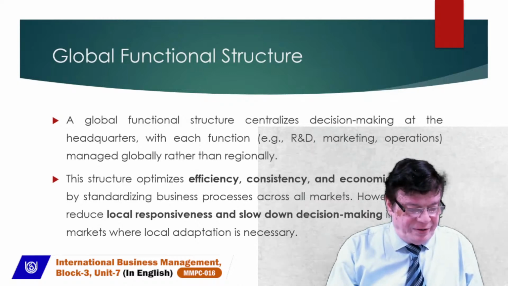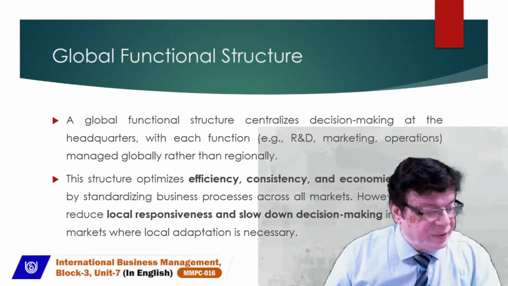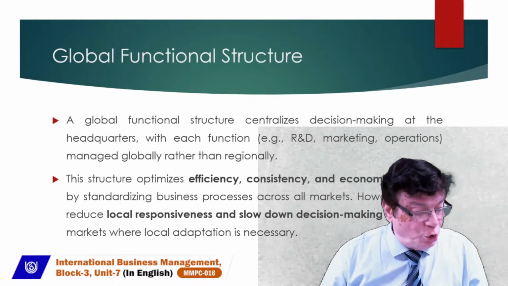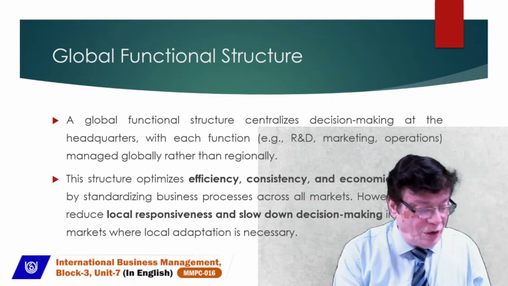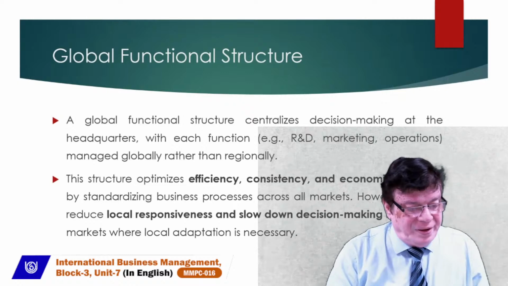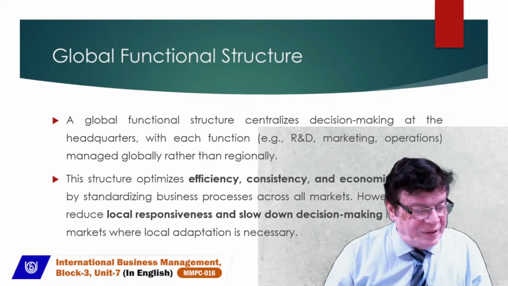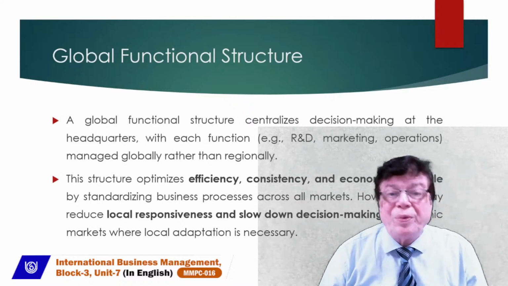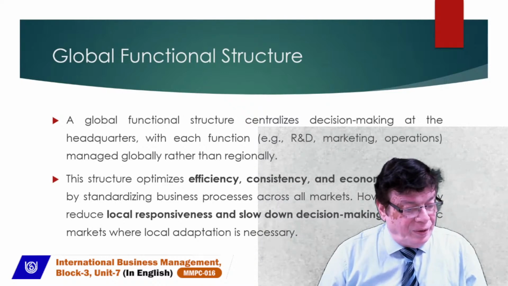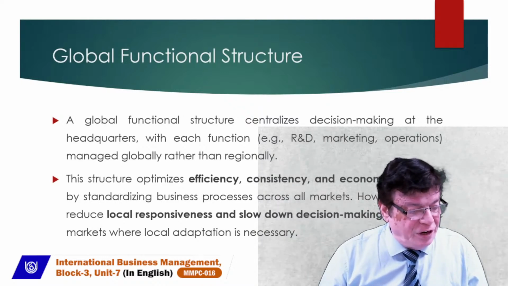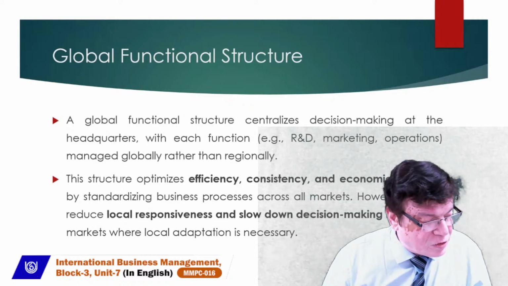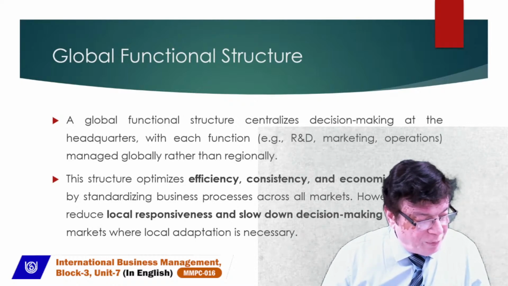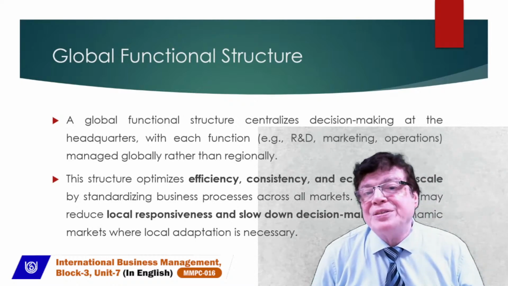So next is our global functional structure, which we have seen. Then we are seeing the geographic area division structure. A geographic structure decentralizes decision making, allowing regional subsidiaries to operate autonomously. This approach is beneficial for companies operating in diverse markets with unique consumer preferences and regulatory environments.